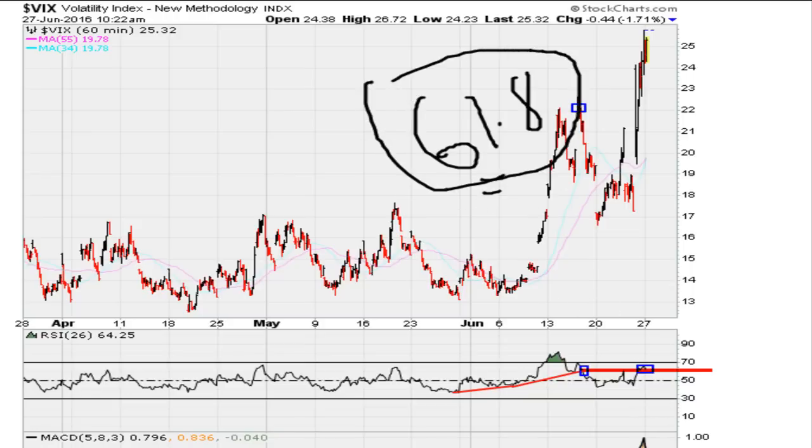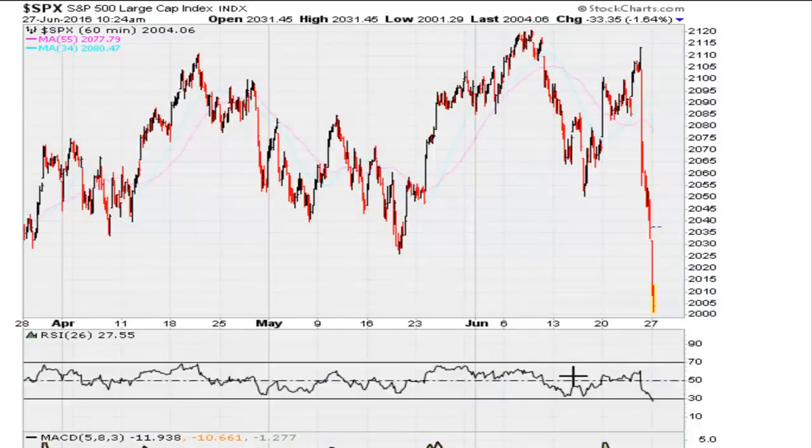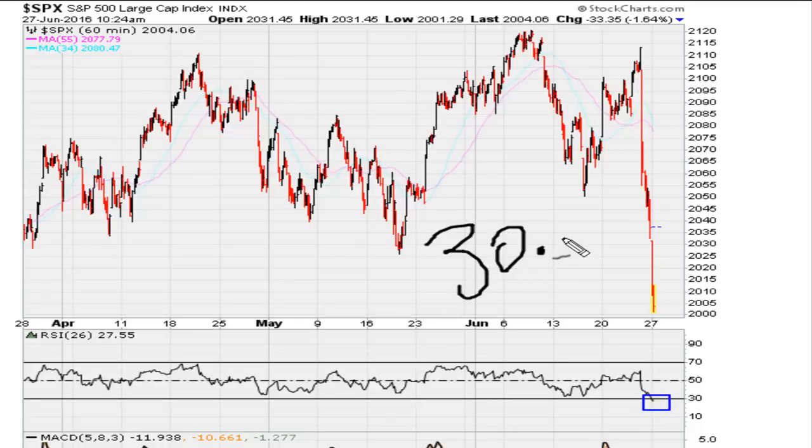Now the one thing I can state here is, if you take a look at the S&P 500, SPX, we can see that right now the RSI is trading below 30.9. Now it is important to understand something here. Generally speaking, when your RSI is below 30.9, you don't get a reversal.